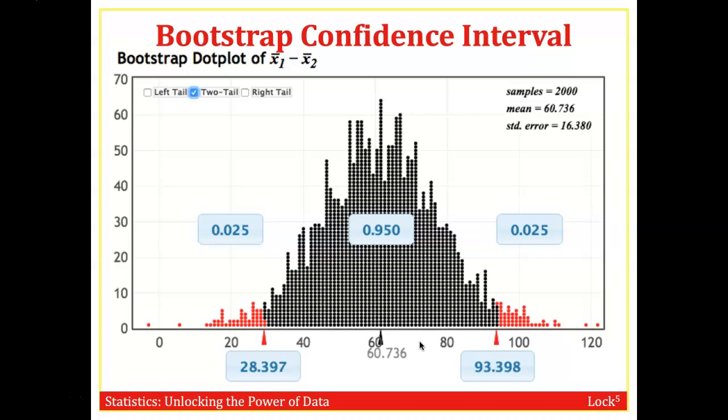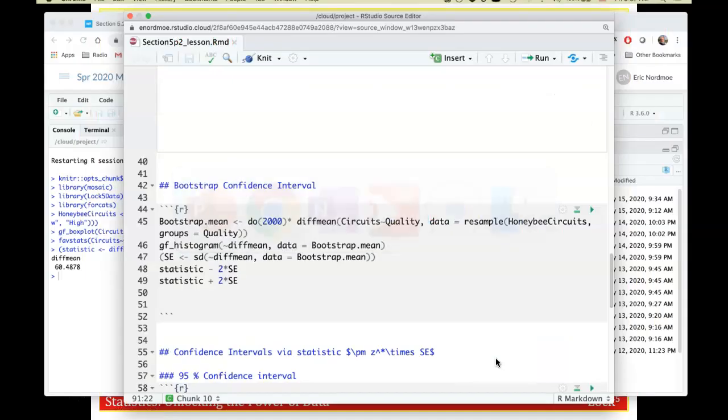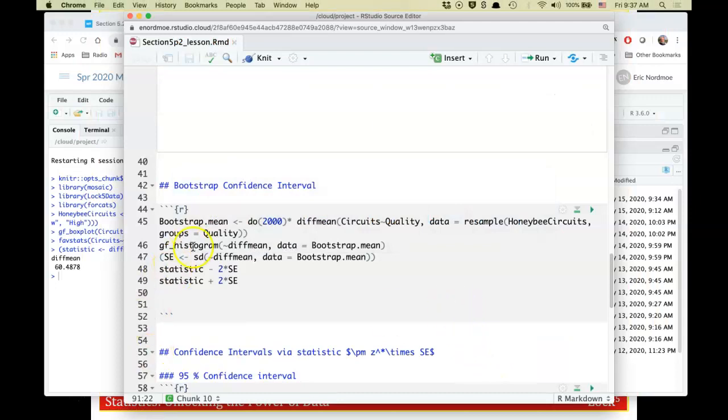Now my results in R are not going to align exactly. I'll do 2,000 samples like they did. I would encourage you, if you're curious how much difference the simulation is making, to run it a few times and just get a sense of how stable it is. To review, for the bootstrap confidence interval, we use the resample and the groups equal. For the categorical, here's the quantitative variable.